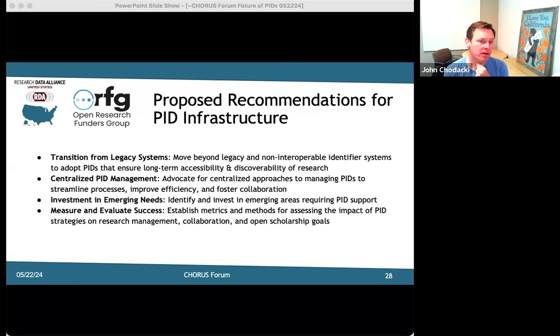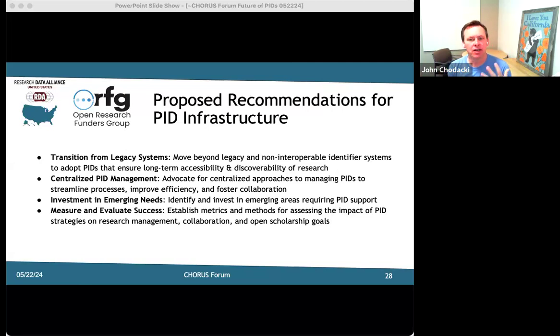And one of the main things that we wanted to talk about is this idea that there are legacy systems that exist in our space. Just as we spent a lot of time talking about the characteristics of desirable PID infrastructure, we also want to speak to the fact that there are commonly used identifier systems within our space that the US and the world use regularly that do not meet those characteristics. And we need to start building plans for moving them into modern PID systems.